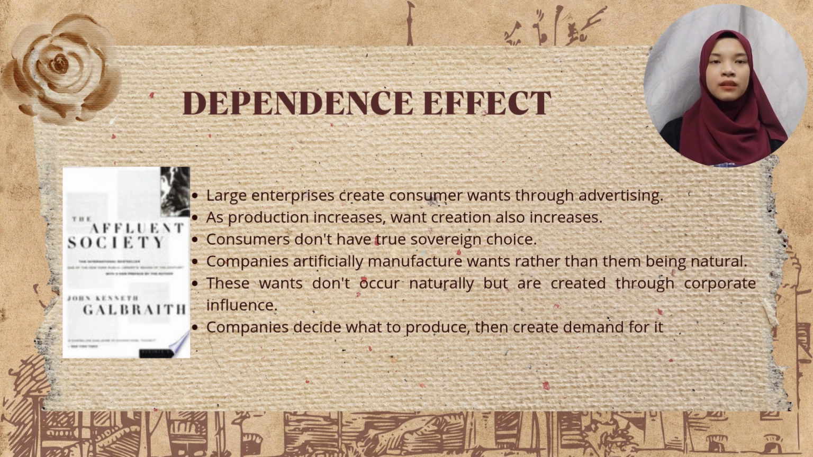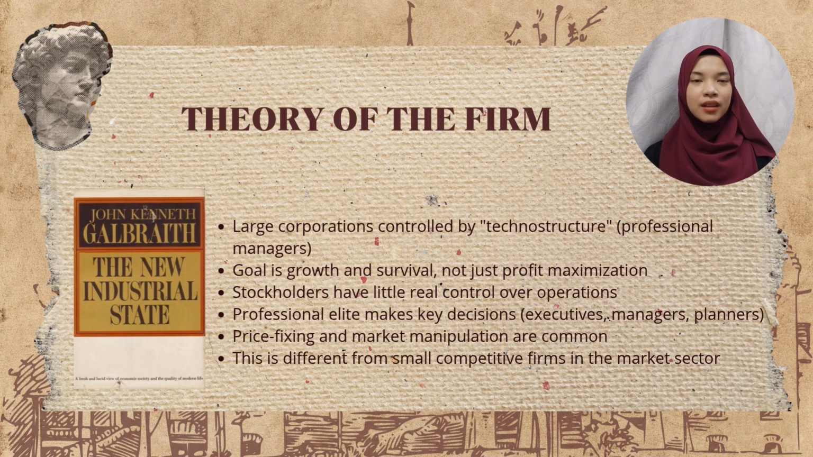In Galbraith's model, companies first decide what to produce, then they create the demand for it through advertising and marketing, completely reversing the traditional economic relationship. Galbraith also developed a revolutionary theory of firms. He observed that large corporations are controlled by what he called the technostructure, a professional elite consisting of executives, managers, and planners. These corporations don't simply maximize profit like traditional theory suggests.